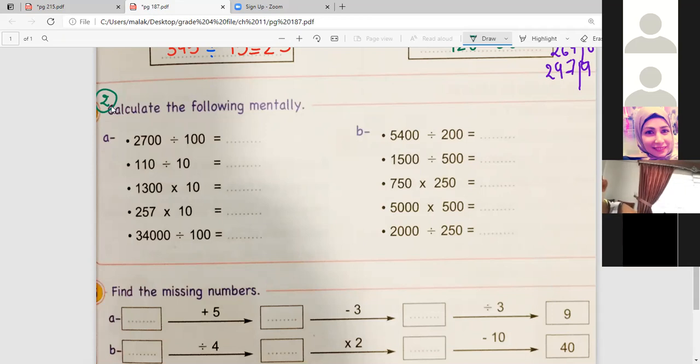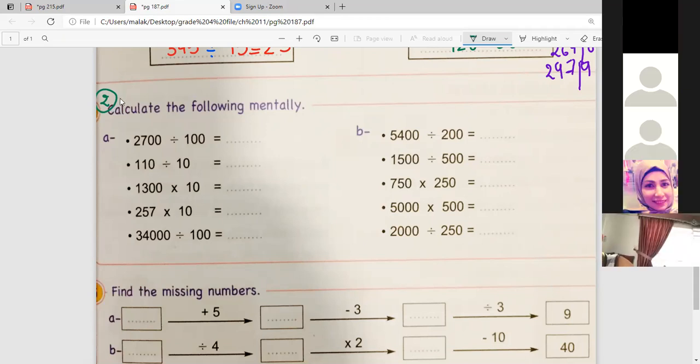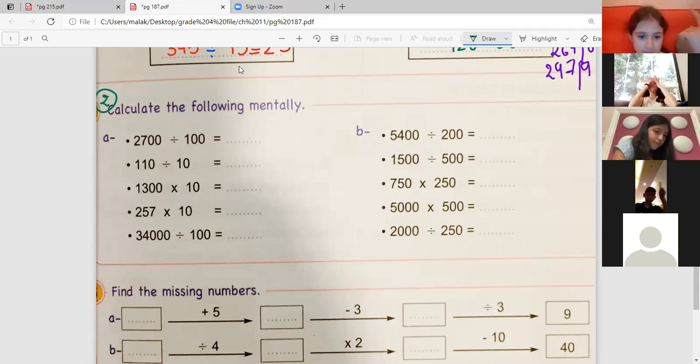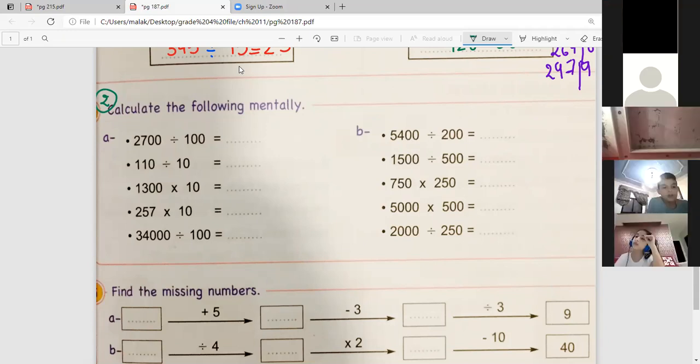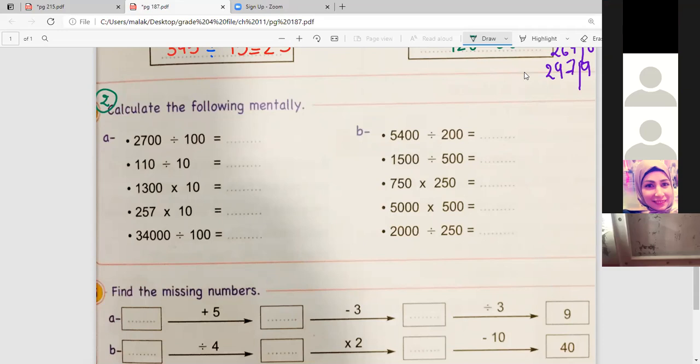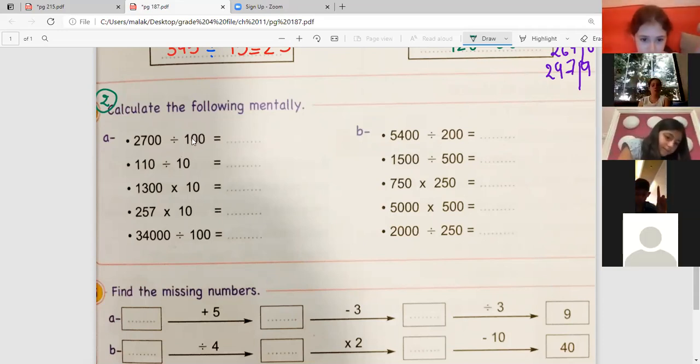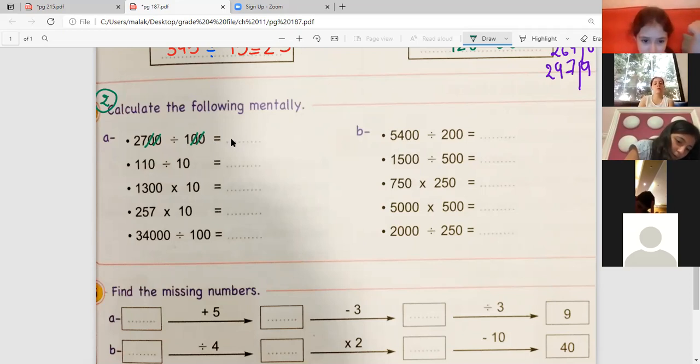Now, Ali. Yes, teacher. Yalla Ali. How do we divide 2,700 by 100? Yes. How? We cross out the zeros. How many zeros do we have to cross from each side? Two. Bravo, two zeros from each side. So the answer will be? 27. Bravo, so with division, we cross out the zeros and throw them in the basket.